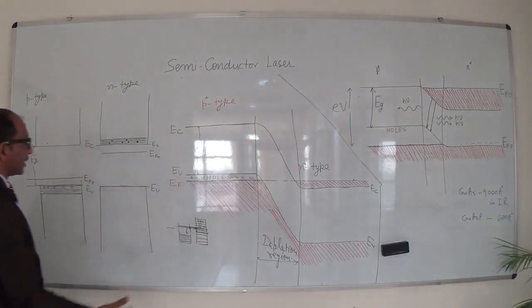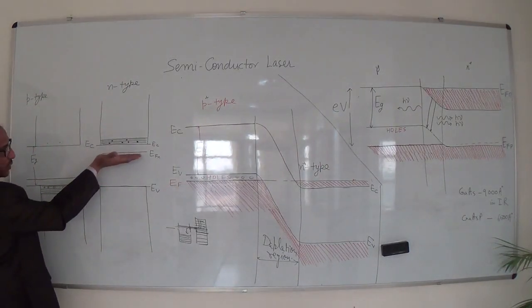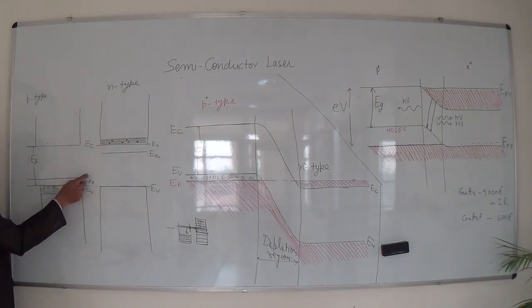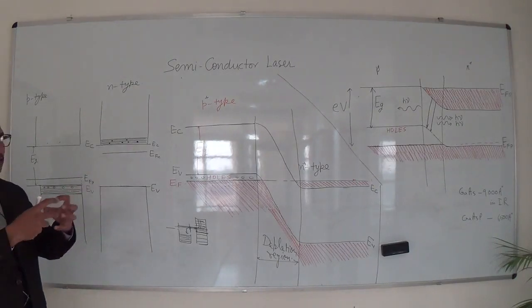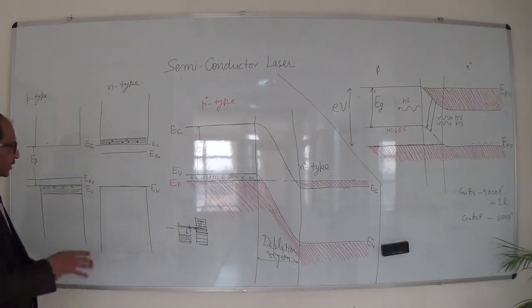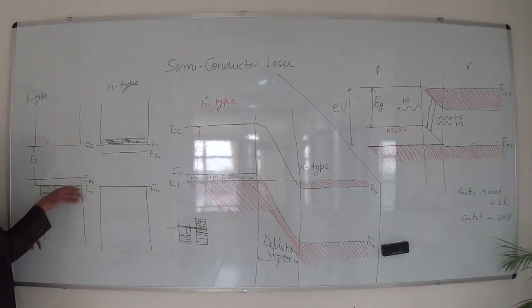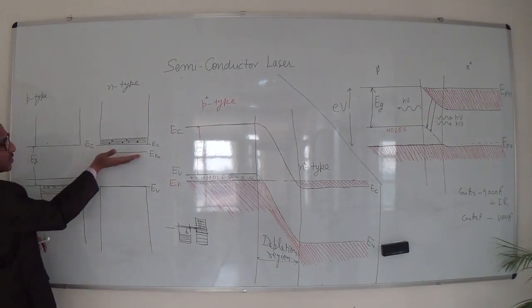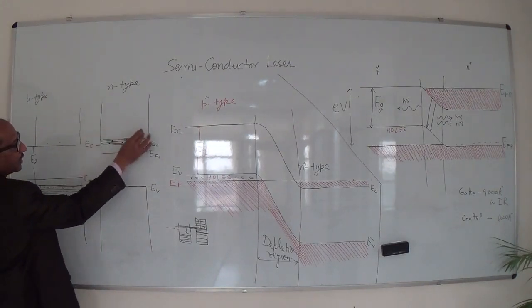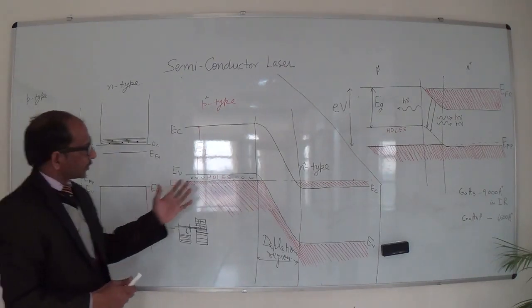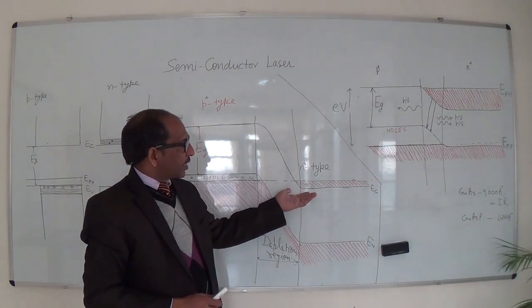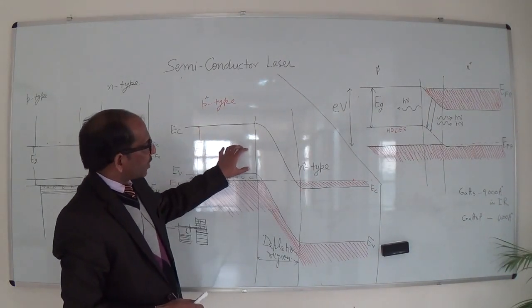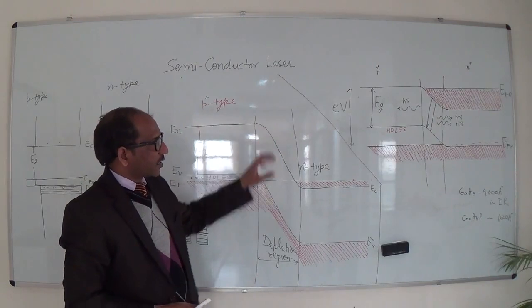And what was the idea before? This Fermi energy level was just below the conduction band, and here the Fermi energy level was just above the valence band. But after joining these P and N regions, it comes down below the valence band, and here it rises up into the conduction band. So this is the energy band diagram of the P-N junction diode without any biasing.